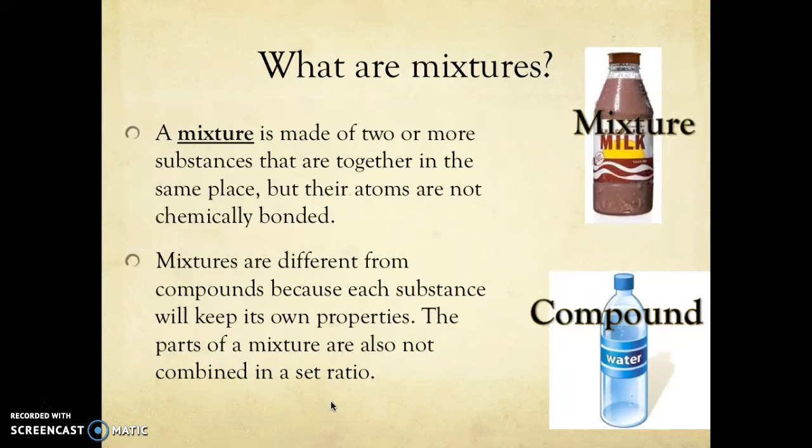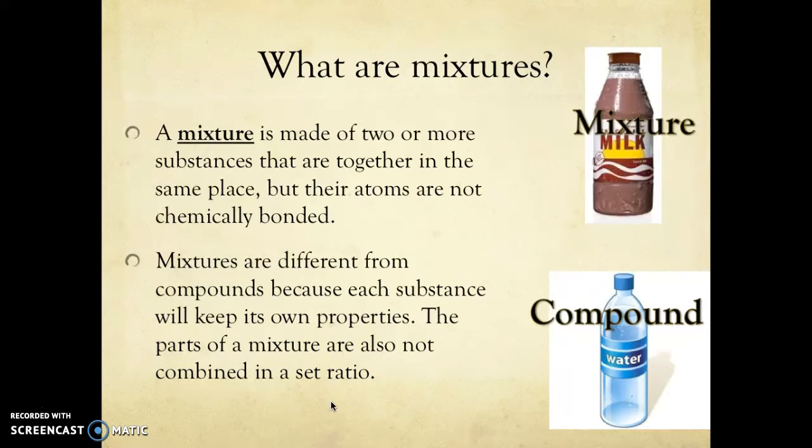So for example, if we open up a bag of M&Ms, okay? When you open it, all of the M&Ms, the different colors, are all mixed together. So that makes a mixture. Now, when you open up that bag, you're not going to see all of the M&Ms connected together, bonded together. That would be kind of weird if that happened. But they're just together in the same place, mixed up. So that's what makes a mixture.